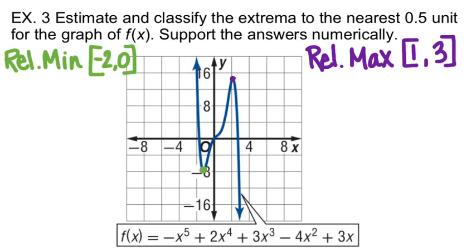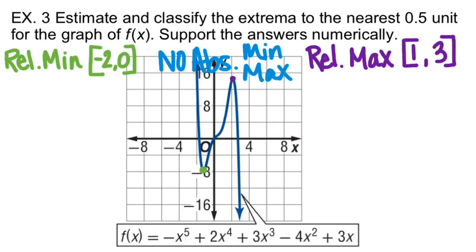Now in this graph, since this graph continues up infinitely and down infinitely on the other side, this graph will have no absolute minimums or maximums because it's going to continue in both directions infinitely.